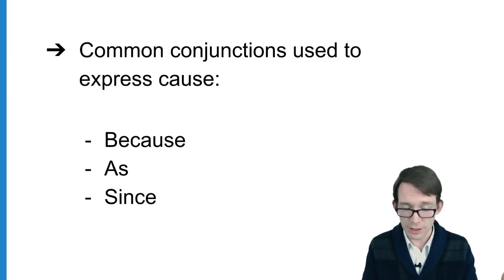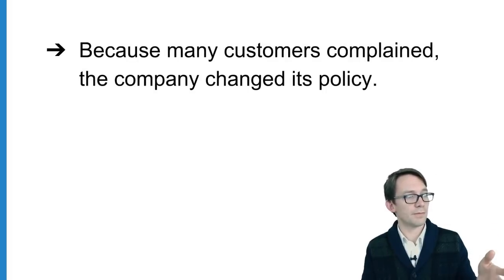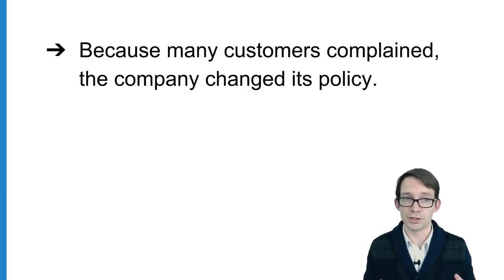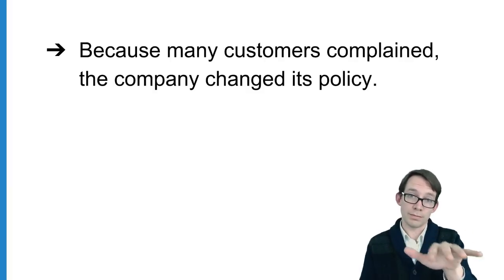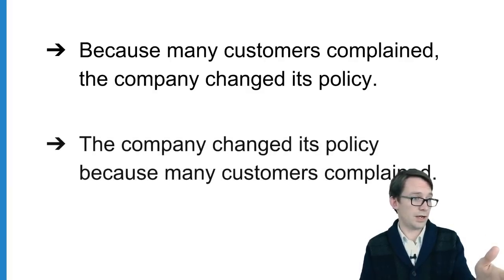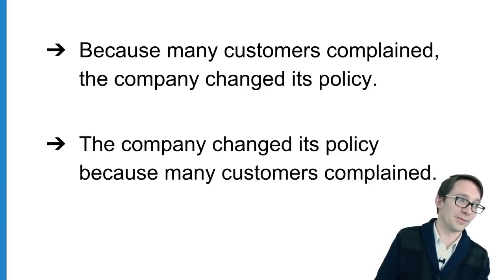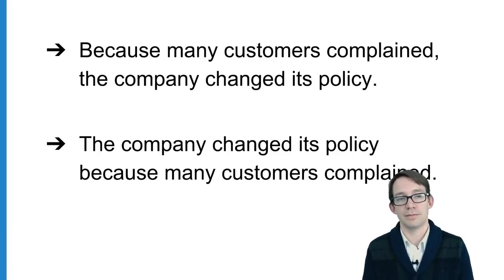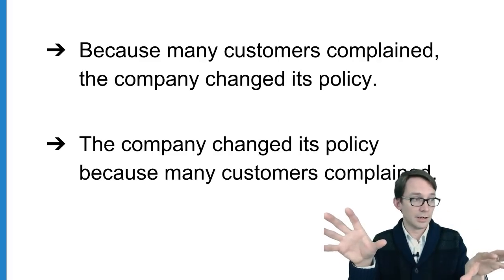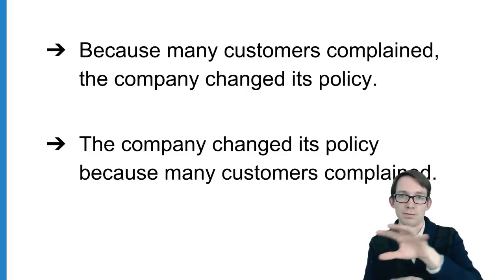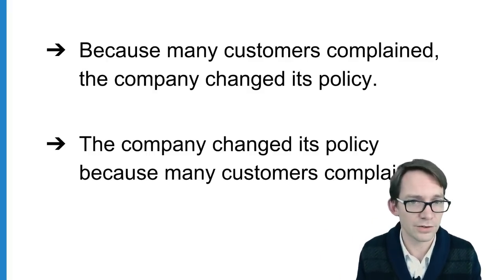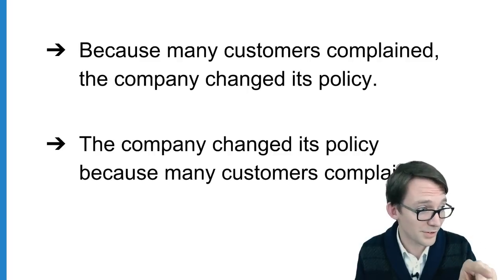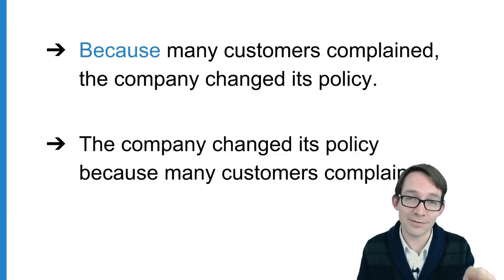So let me show you an example. Talking about cause and effect, okay? Because many customers complained, the company changed its policy. This is a very common way of expressing the cause and effect relationship between one idea and the other, okay? But of course, as I've taught you before, you have choices, right? You can flip it and say the company changed its policy because many customers complained. Now, we've talked about this before in previous classes, that you can take these two clauses and invert them and the meaning is the same, right? The key for this lesson is really looking at the words that we're using to express that cause. So one thing to keep in mind, which we've talked about before, is you've got because at the beginning of the sentence.